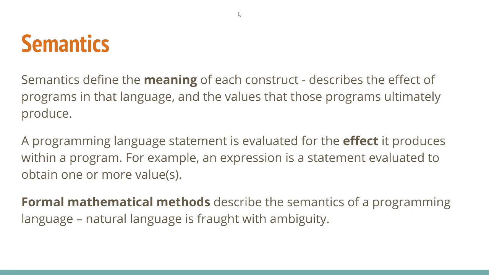Now, formal mathematical methods are often used to describe the semantics of a programming language, and there are formal documents out there you can find which describe the semantics of a language. The reason for that is because natural language is fraught with ambiguity, and remember, we want this to be precise with no ambiguity.